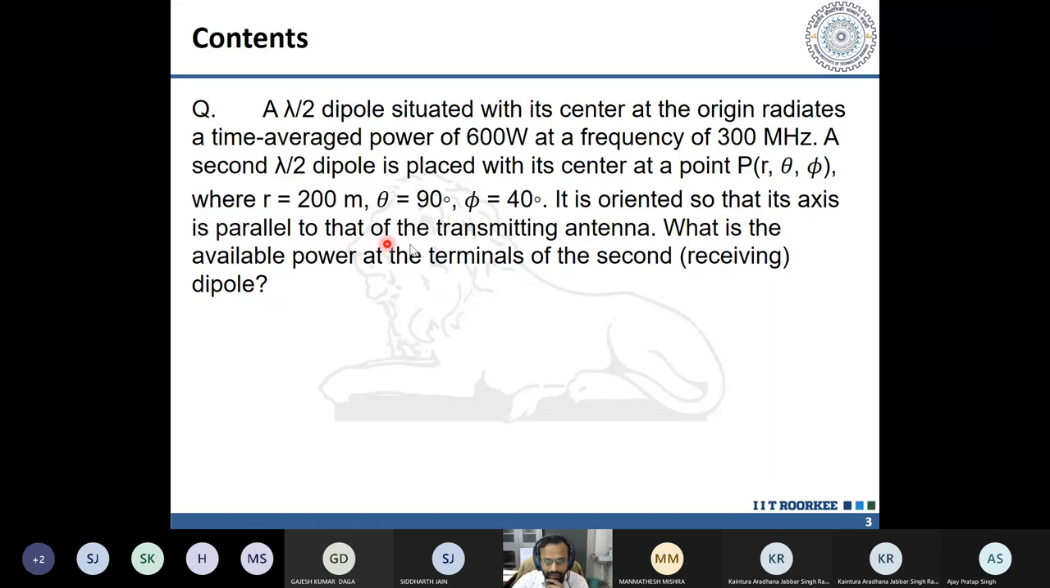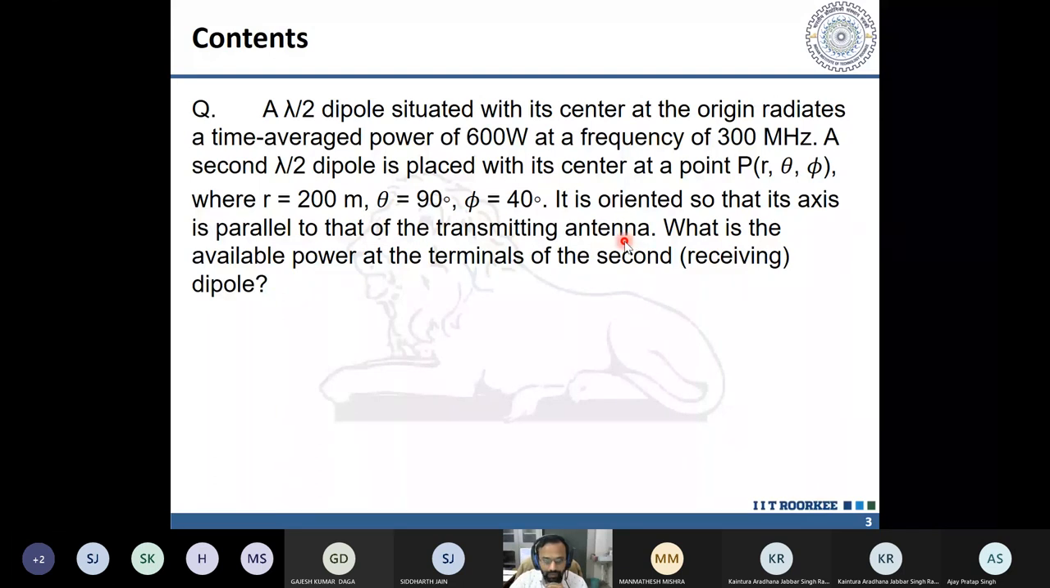So what parameter does that signify? Yes, anybody wants to attempt? I think almost all of you know it. It has to do with the polarization loss factor, right? The receiving antenna is oriented so that its axis is parallel to that of the transmitting antenna, which indicates that they are polarization matched. So the polarization loss factor is 1.